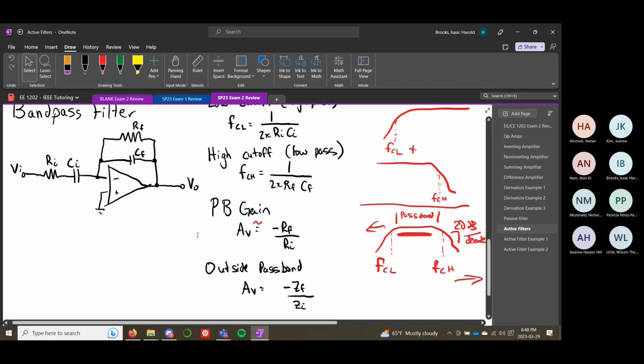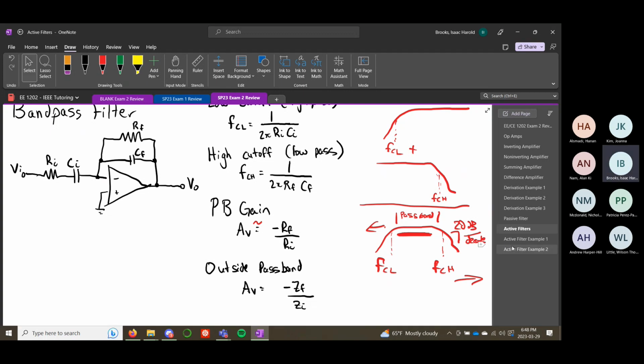So let's move on to some examples with the filters. Any questions on these three circuits so far?